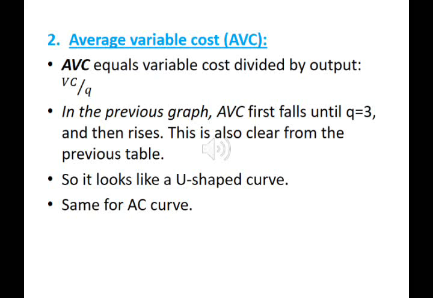And you can double check this from the previous table where we had the numbers. So why do we have a U-shaped average variable cost curve? This is related to the fact that the total cost curve is an increasing curve, but it is increasing at the beginning by a decreasing slope and then by an increasing slope. So that's why the average variable cost will look like a U-shape. Please look at the table to check the numbers.